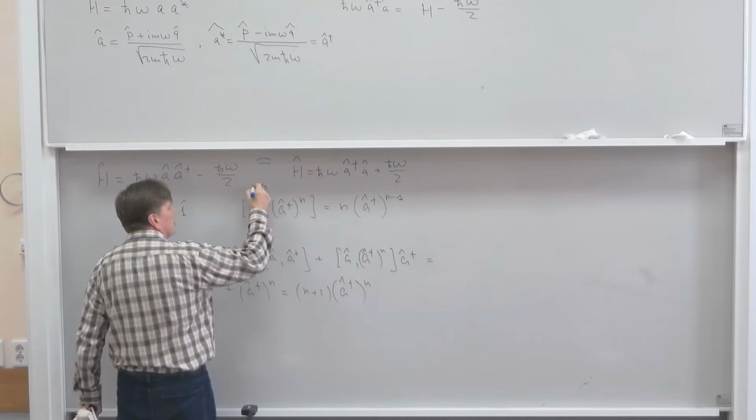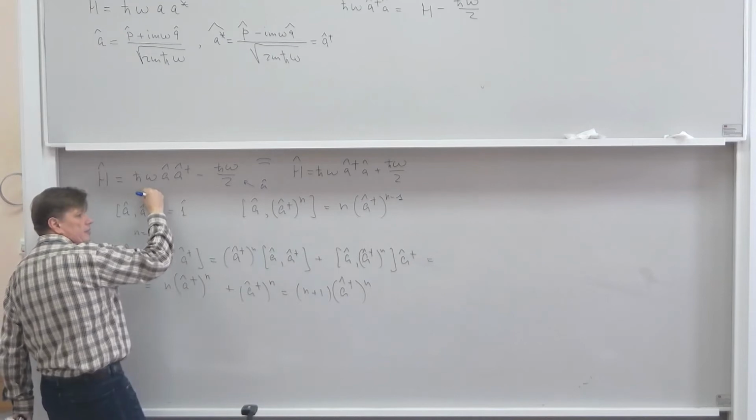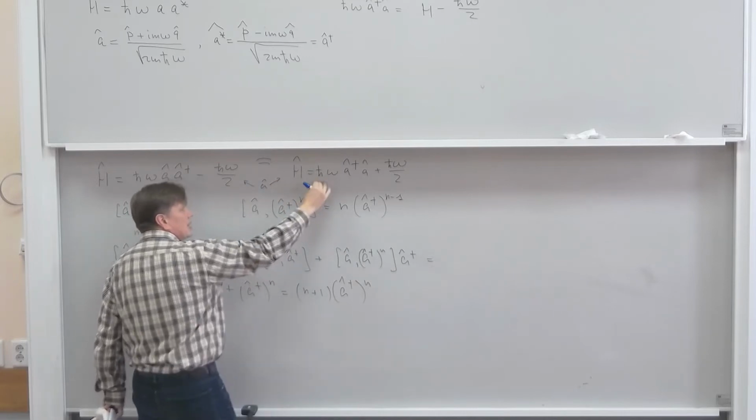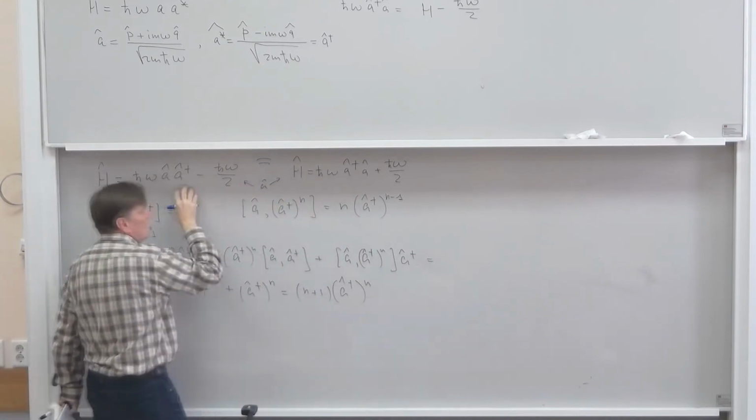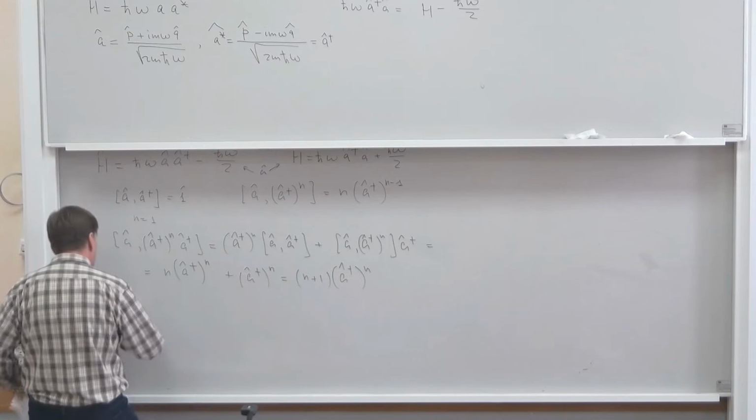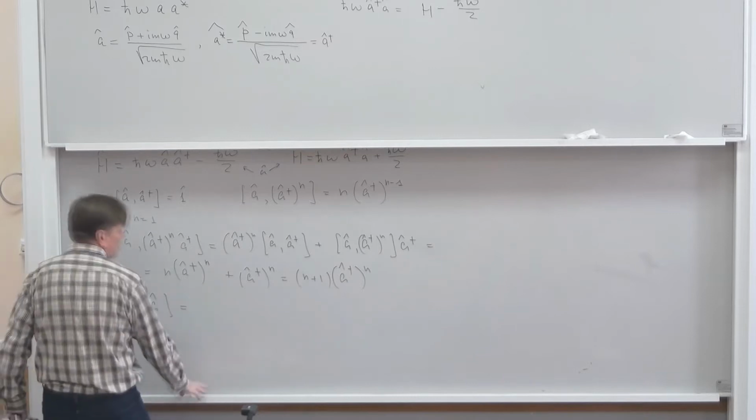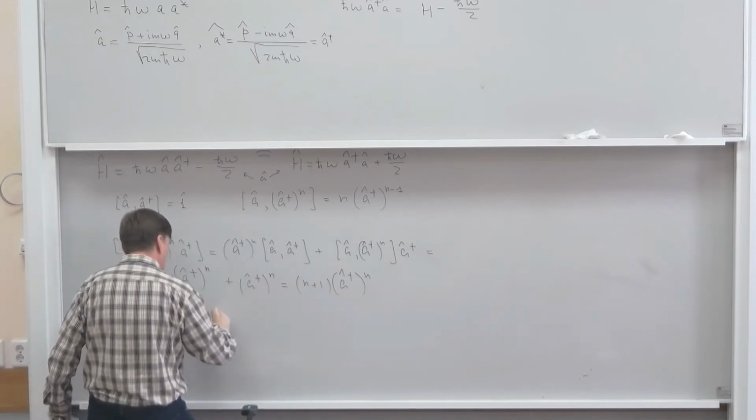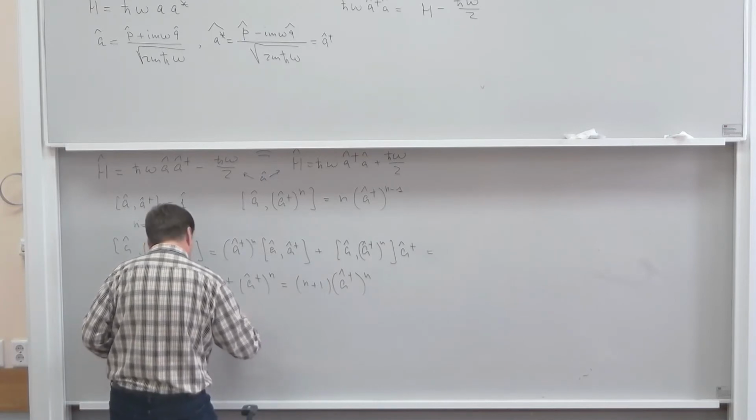Once again, let us multiply the first representation by A on the right. Then multiplying the second representation by A on the left and subtracting from the first one, I see that the first terms cancel each other after multiplication, and we are left with the commutator of H with A. So subtracting these from these, I get H commutator A equals minus h bar omega A.